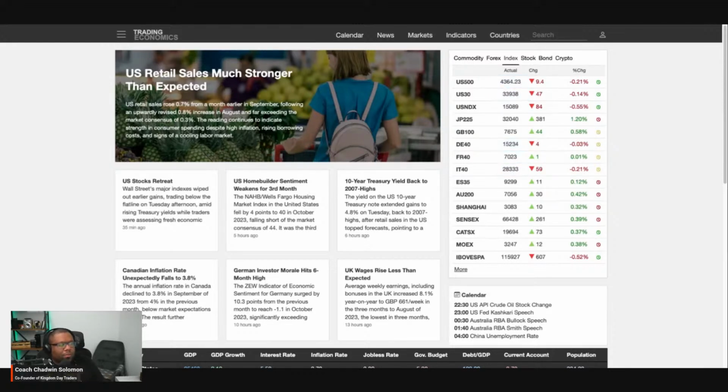So what came out today? Well, US retail sales much stronger than expected. So positive news there, right? On the dollar side of things. But what happened though? Stronger than expected, but then what happened? We started seeing the euro going up. We started seeing other currencies strengthen against the actual dollar.